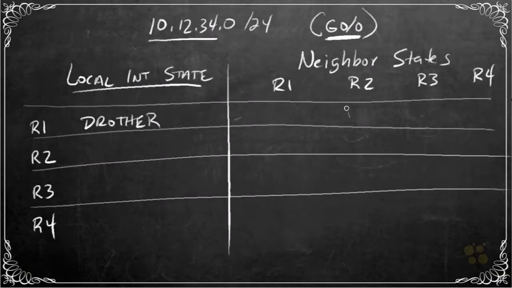So R1 regarding R2, it was 2-Way/DROther. And with R3, it was Full and BDR. And for R4, it is Full, and R4 is the DR.